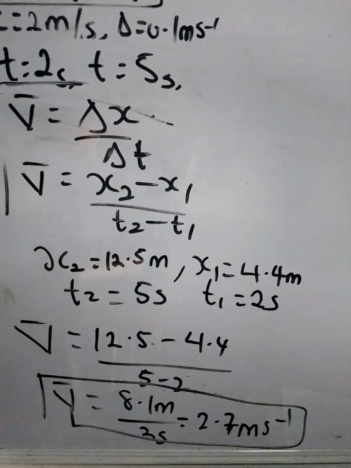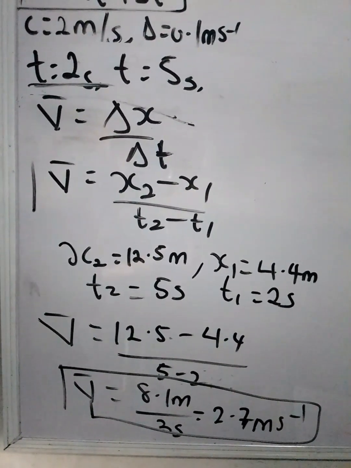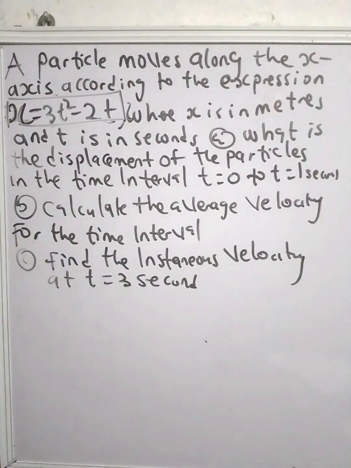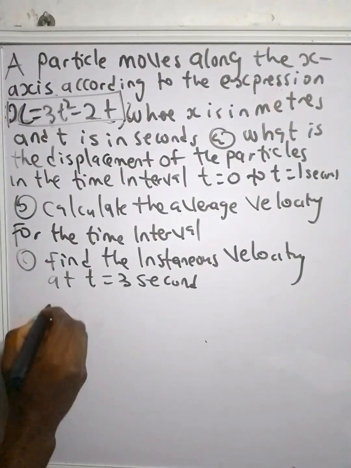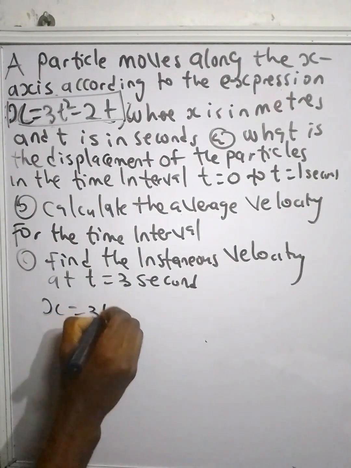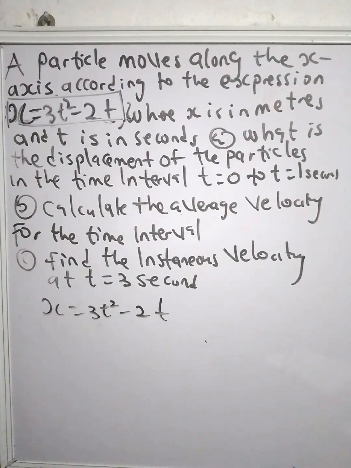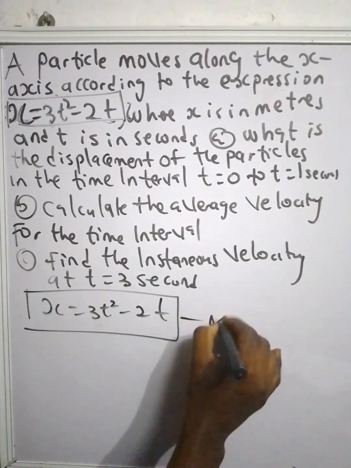So this is the question. I will solve one more question, and I believe that you will be able to get any aspect from it. A particle moves along the x-axis according to the expression s is equal to 3t square minus 2t, where s is in meters and t is in seconds. What is the displacement of the particle? I believe that everybody can solve this one, right?